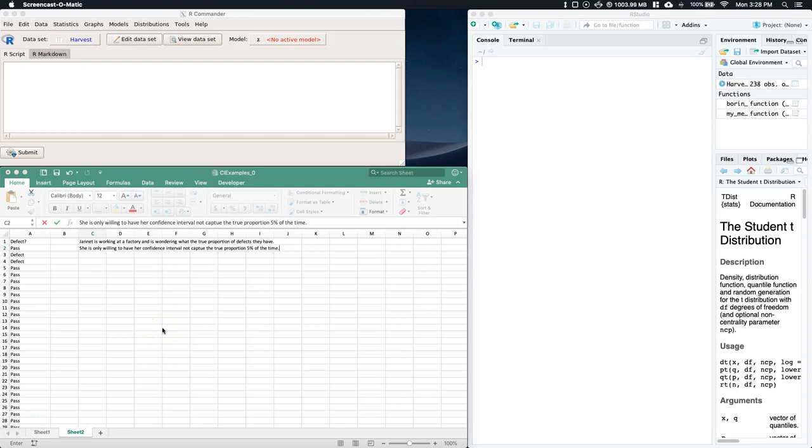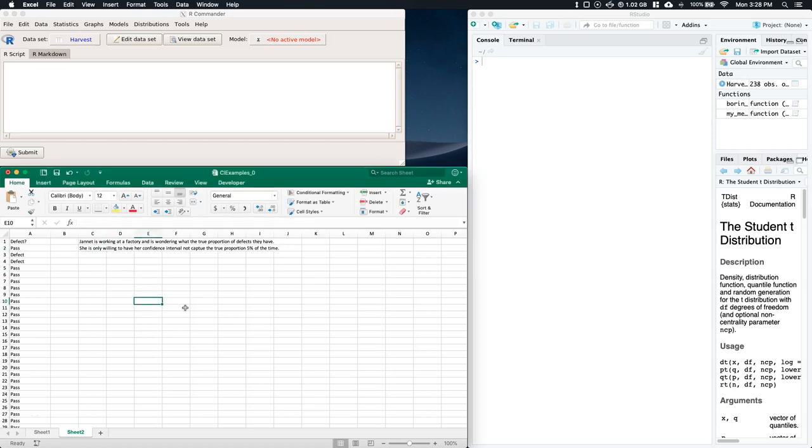Okay, so let's go ahead and do another confidence interval example. Here we've got that Janet is working at a factory and is wondering what the true proportion of defects they have. She is only willing to have her confidence interval not capture the true proportion 5% of the time.